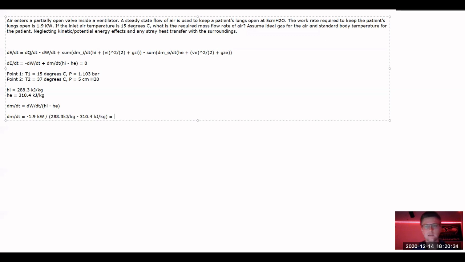As you can see, there is a higher enthalpy at the exit than the inlet, which means that our denominator is going to come out negative, and our numerator is also negative, so we get a positive mass flow rate, which makes sense. And our mass flow rate is 86 grams per second.